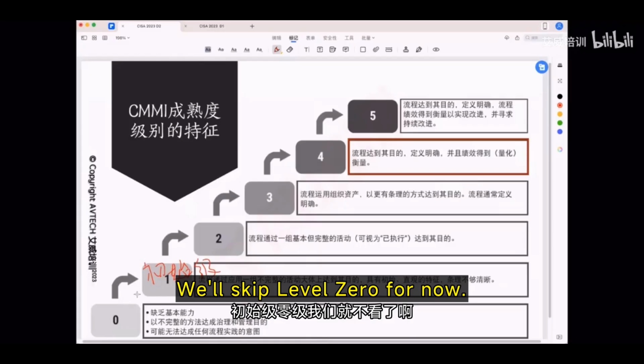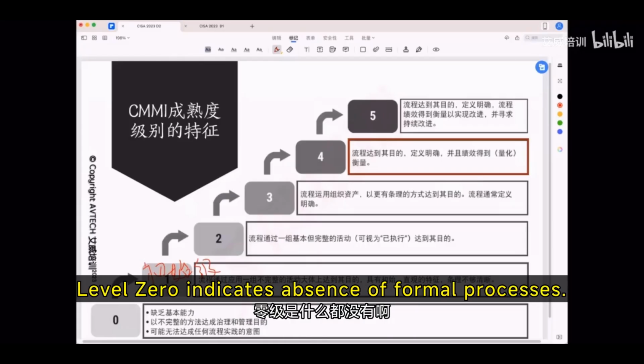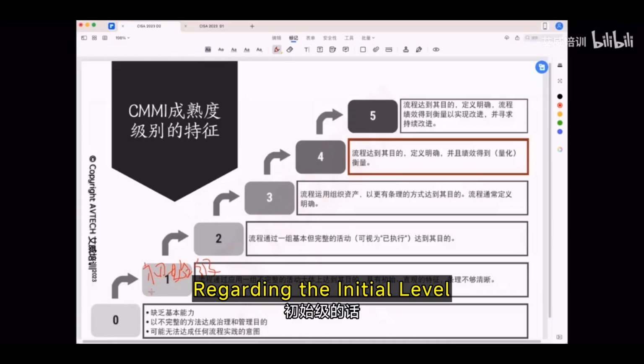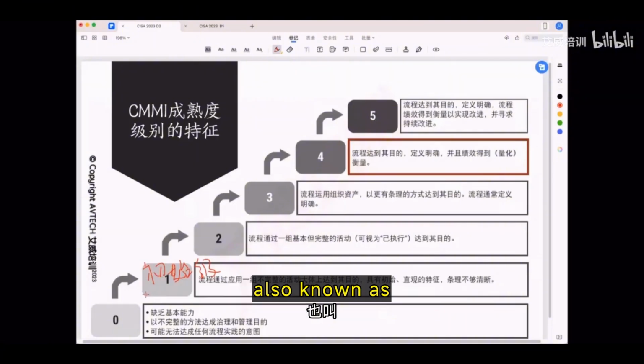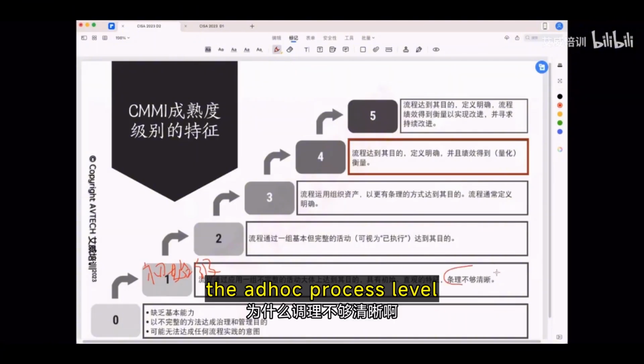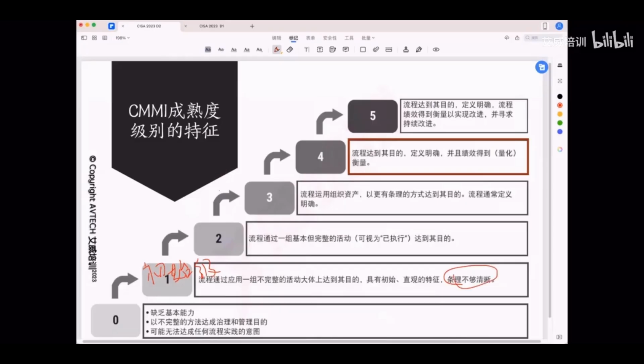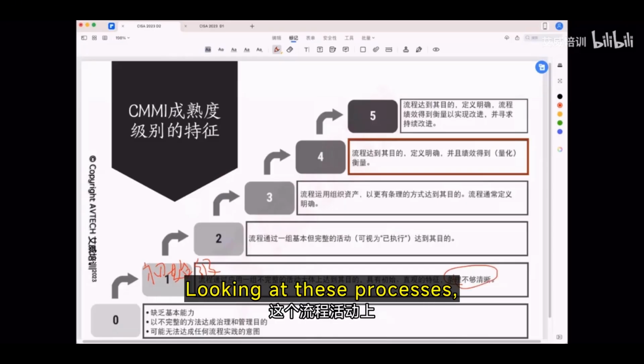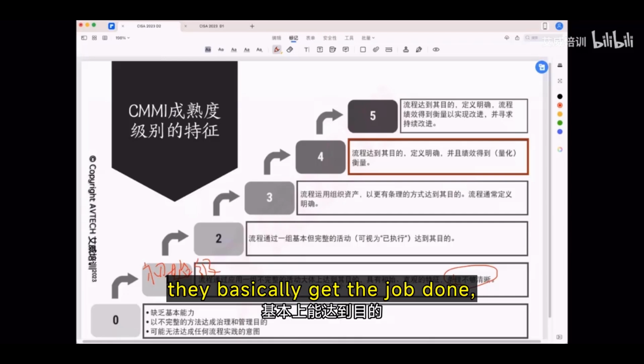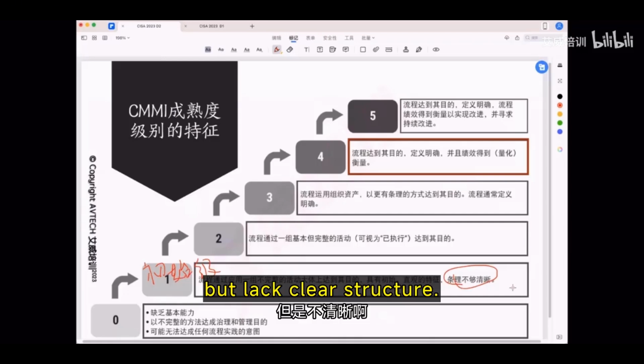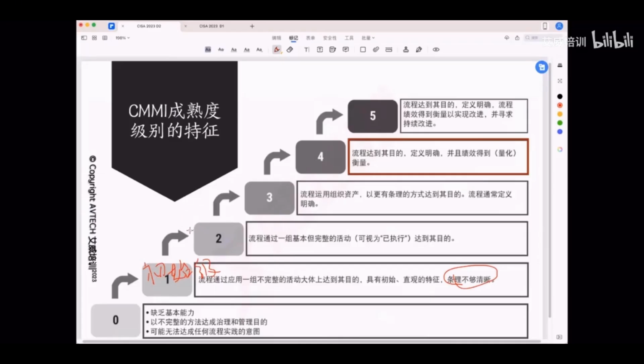We'll skip level 0 for now. Level 0 indicates absence of formal processes. Regarding the initial level, it's sometimes also known as the ad-hoc process level. Looking at these processes, they basically get the job done but lack clear structure. Level 2, we have what we call the repeatable level.